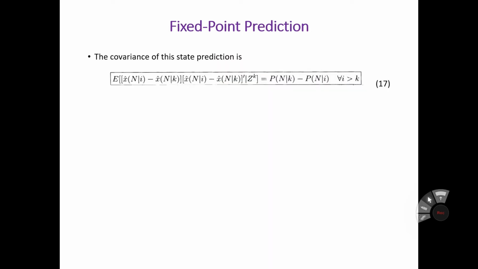and then the covariance of the state prediction is this equation. So again, taking the expectation for the fixed point state, we will get P of n given k minus P of n given i. Okay, so here i is greater than k.